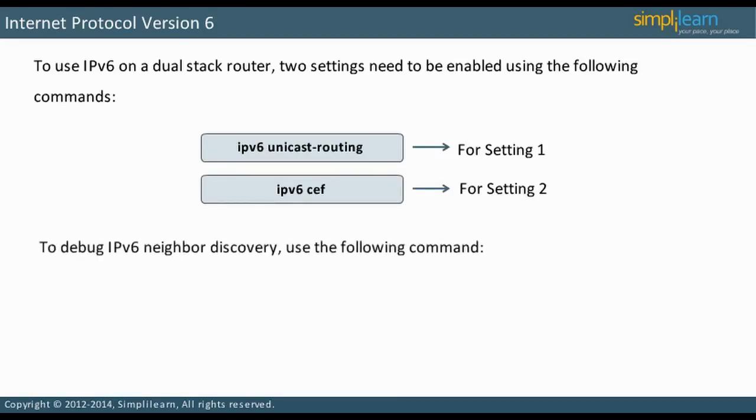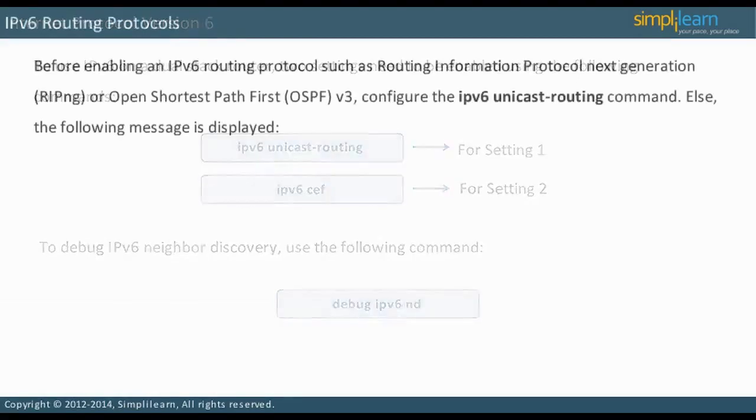Neighbor discovery is an important function that affects addressing, routing, and switching for IPv6. Use the command given on the slide if you suspect there are problems in those areas. In the next slide, let us review the IPv6 routing protocols.